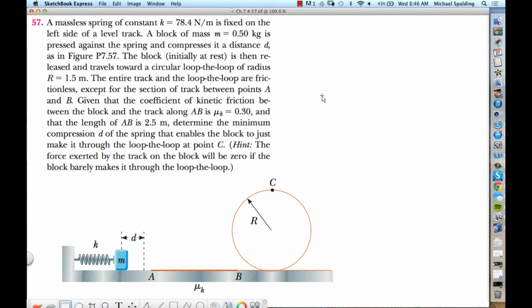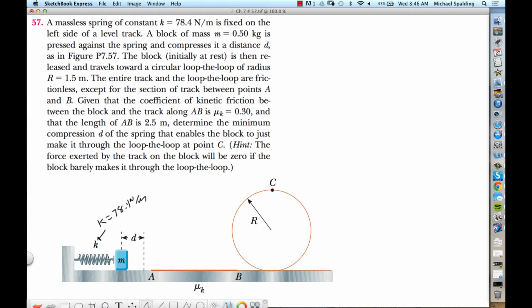All right, so here's number 57. We got this block here, this mass M has been pushed into this spring, right? This block has been pushed into the spring. We know the spring constant of the spring. So this K right here, the spring constant of the spring, is 78.4 newtons per meter.